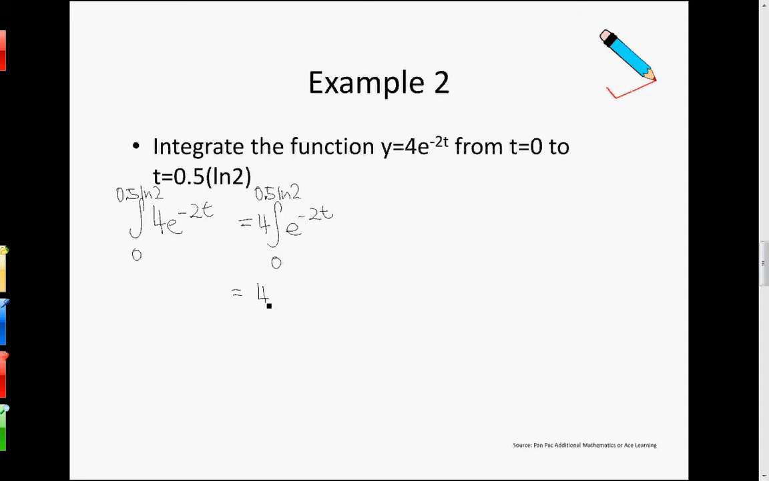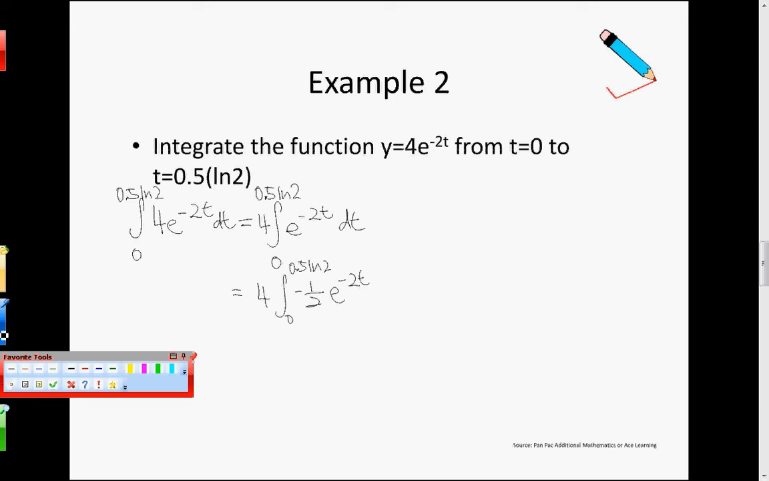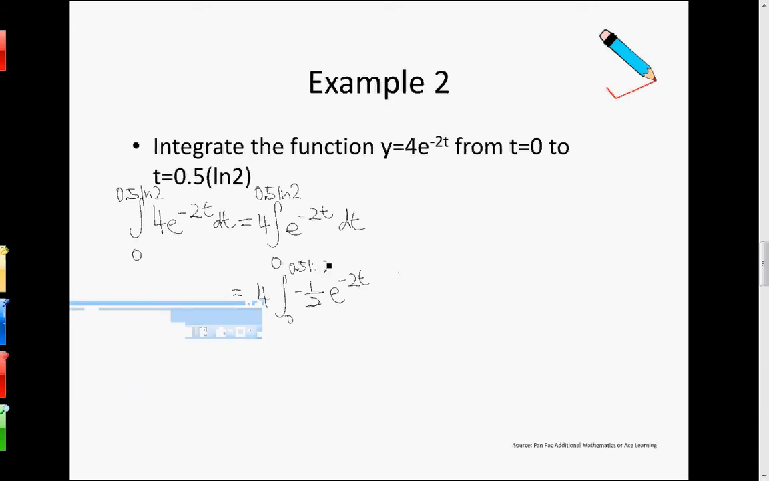So the integral from 0 to 0.5 ln 2 of e to the power of negative 2t. Well, this is 4, and then integrating e to the power of negative 2t will just give me negative half e to the power of negative 2t. You can differentiate this thing, you should easily get back what is inside the integrand. Oops, forgot the dt. You should easily get back the integrand. Then from 0 to 0.5 ln 2. Oops, wrong notation over here. There should not be any more integration sign here. It should just be a square bracket.